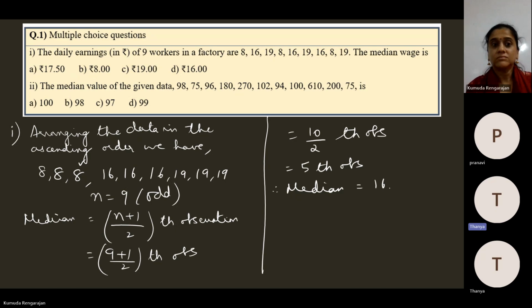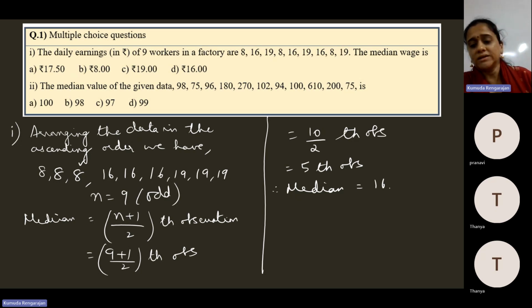For the second one, the answer is coming as 102, but there is no 102 in the options. A, B, C, D, you don't have 102. Did you arrange the numbers in the ascending order, Tanya? No, ma'am, I forgot that step. Please arrange the numbers in the ascending order. That's very important. To find the median, we have to arrange the numbers in the ascending order or descending order.